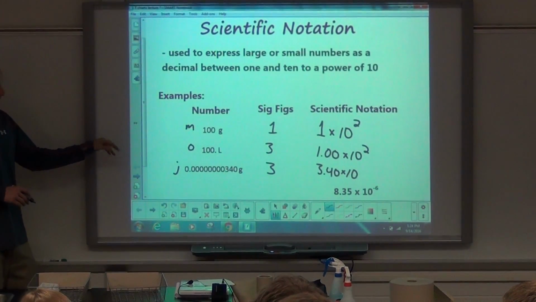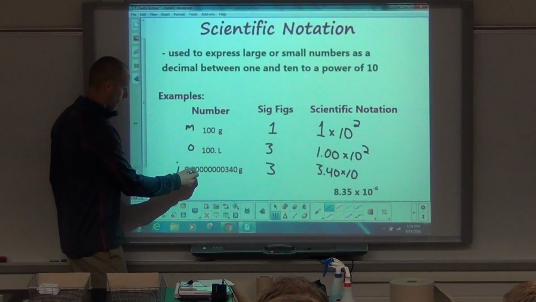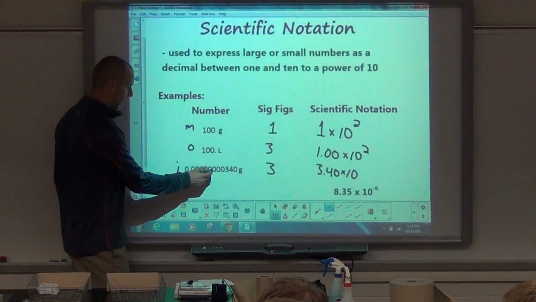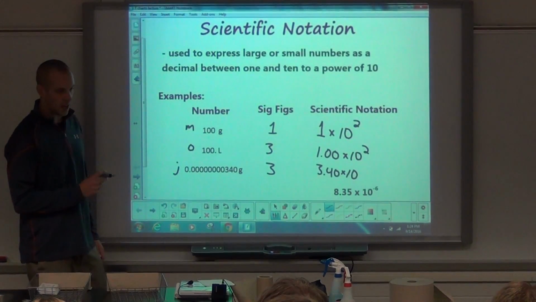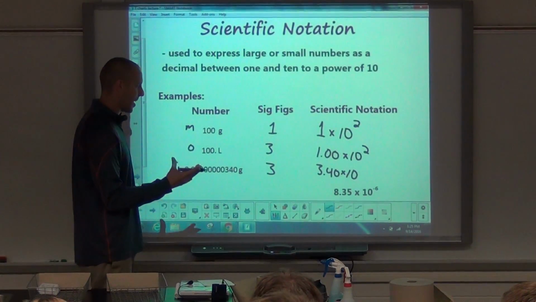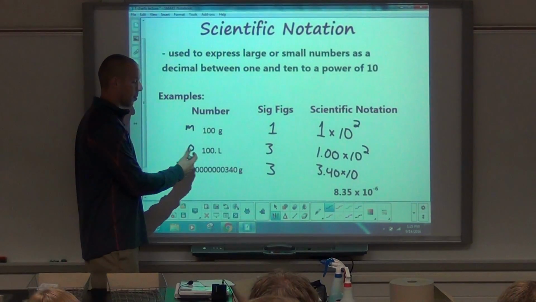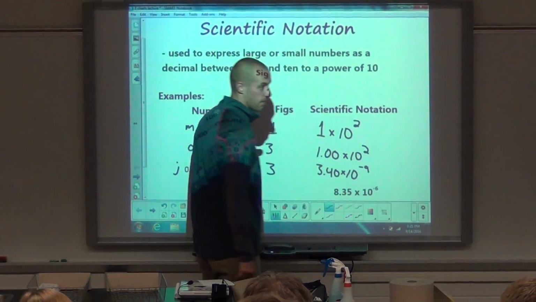All right. Now, we got to count how far we moved the decimal. So we moved it 1, 2, 3, 4, 5, 6, 7, 8, 9 places. Okay, if we move it to the right, our number is smaller. So that's going to be a negative exponent here because our number is less than 1. So it's going to be to the negative 9th.